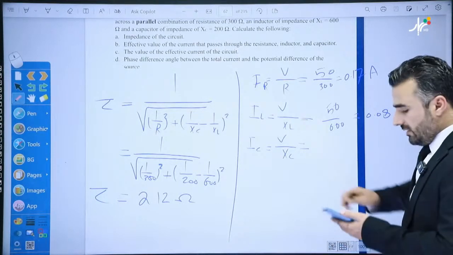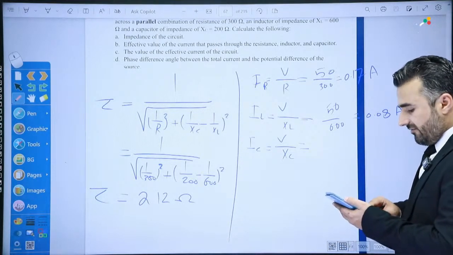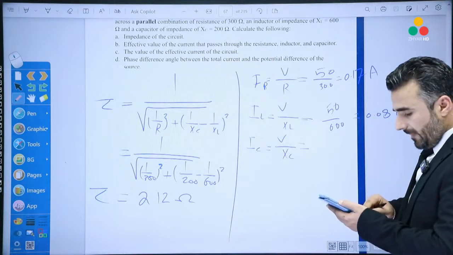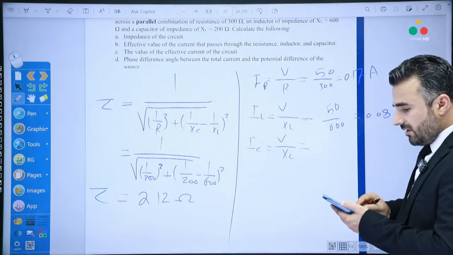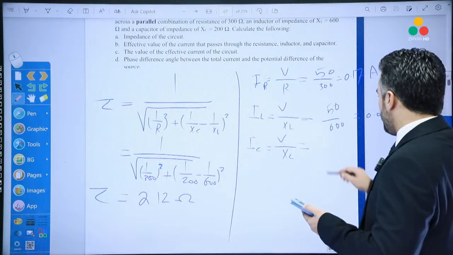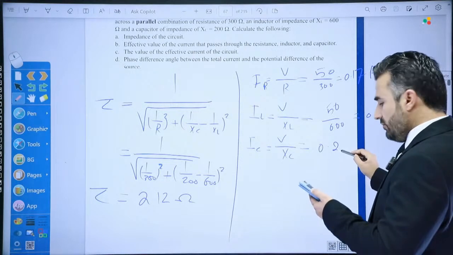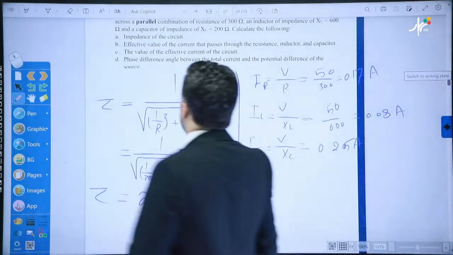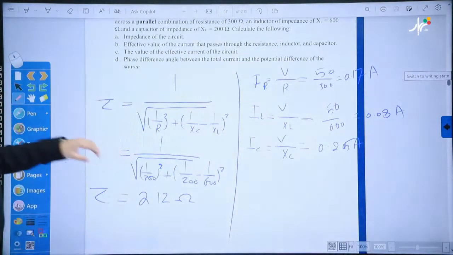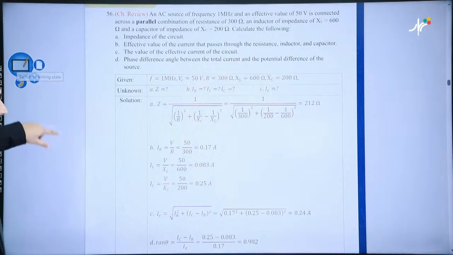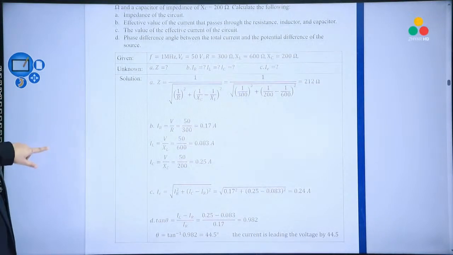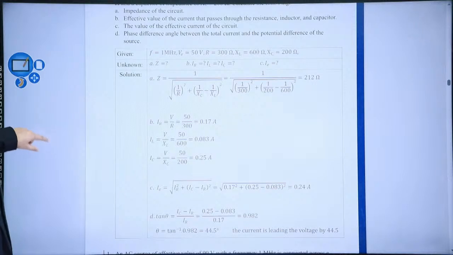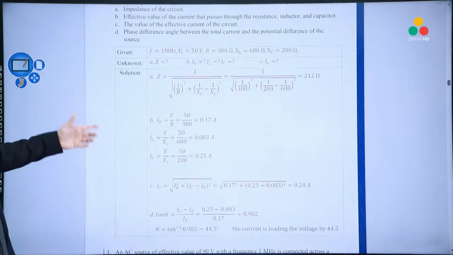And of course, what about for XC here? We have 50 over XC, which is 200. So 50 divided by 200 is going to be 1 over 4, or you can just say 0.25 amperes here. Okay, so these are the values of each one of these that is given or mentioned. The next thing it says, find the value of the effective current of the circuit now.